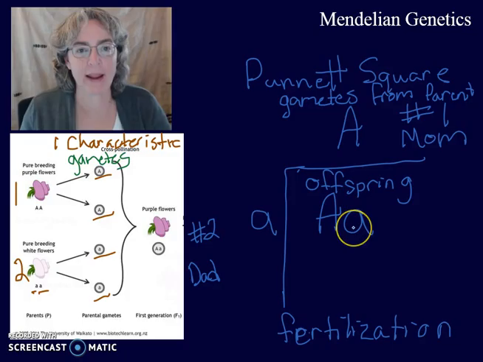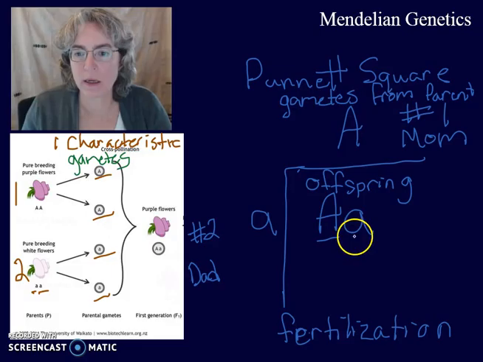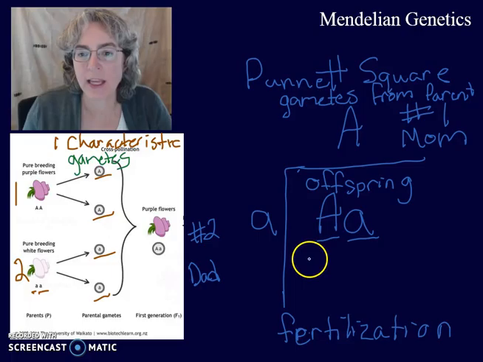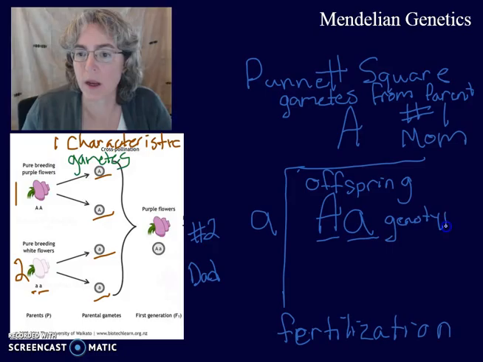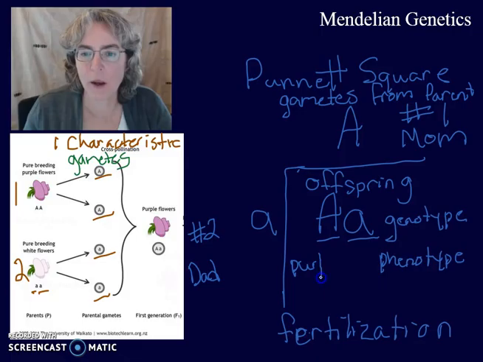And because big A is dominant over the recessive little a, this is the genotype, and the phenotype is purple flowers.